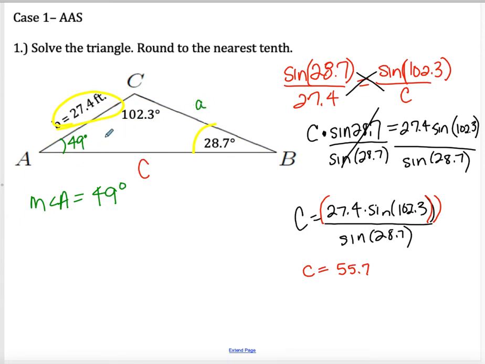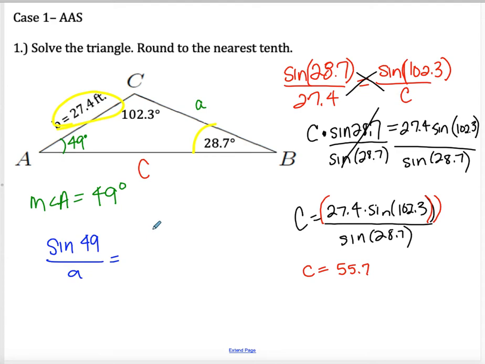We need at least one of the pieces from everything that's opposite from each other. Let's see here. Would you agree that the sine of 49 divided by little a could equal? Now this is where I'm going to go back and use sine of 28.7 and this 27.4 again, because heaven forbid if I get this 55.7 wrong, then I'm for sure going to get this next part wrong. So just in case you don't get this right, I always try to go back.